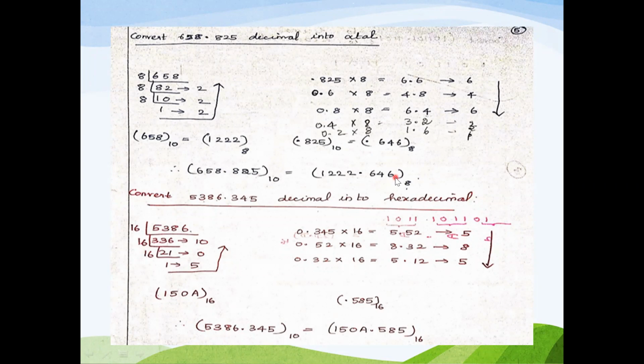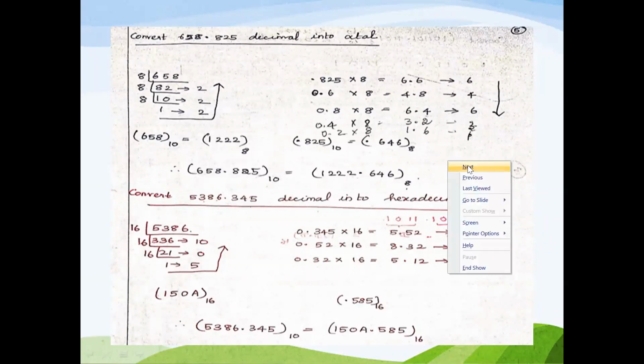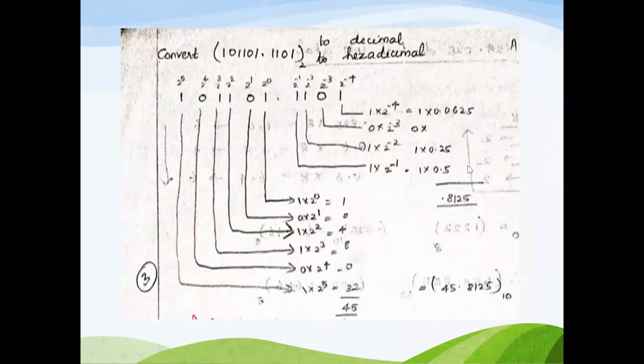1222.646. Okay, so convert, for example, the same number into hexadecimal. It has to be done with 16 and the same procedure. The integer part's answer has to be read in reverse order, from the downward direction, and we will get the corresponding results. Okay, so this is about how you can convert from decimal to anything.